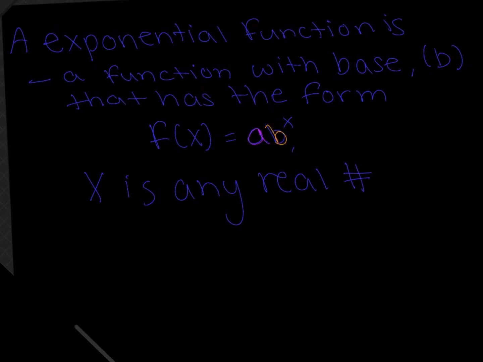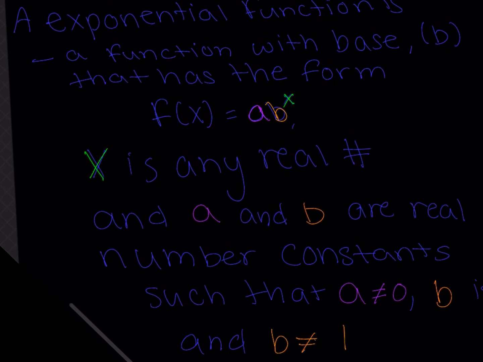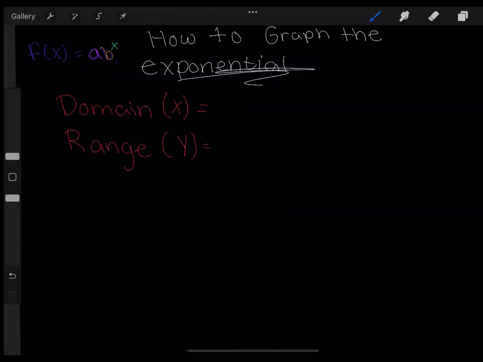Now, x is any real number, and a and b are real number constants. So a cannot equal 0, and b cannot equal 1.